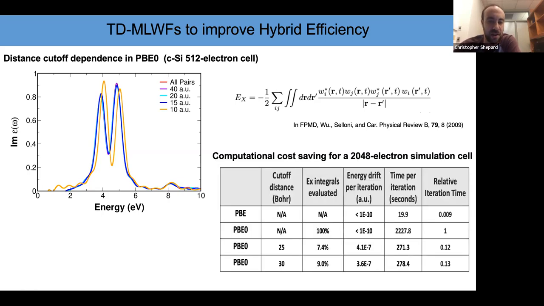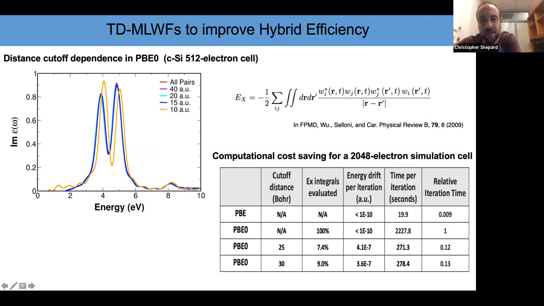And so beyond being able to do that for the 512 atom cell, we looked at this for a 2000 electron cell. And in that case, we see an even larger improvement in the efficiency, as at 25 AU, we're only using 7% of pairs, and we're still essentially able to capture the same behavior where the relative iteration time is now on the order of PBE, is much closer to PBE than the typical PBE0 time.